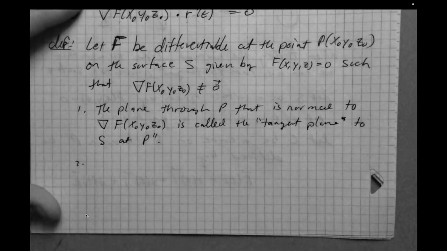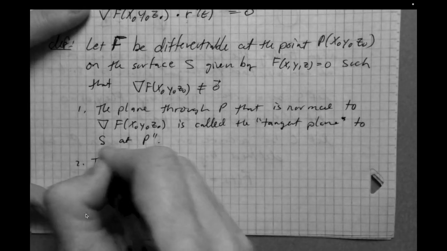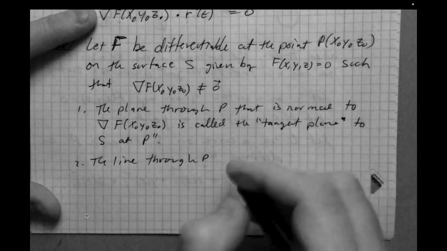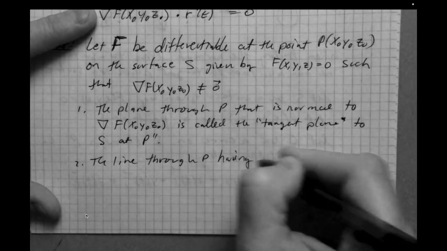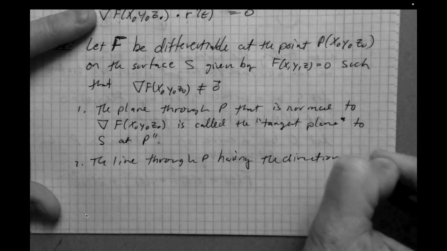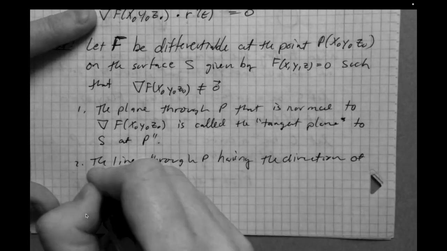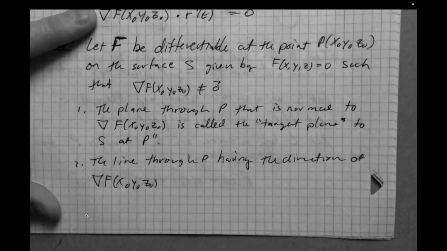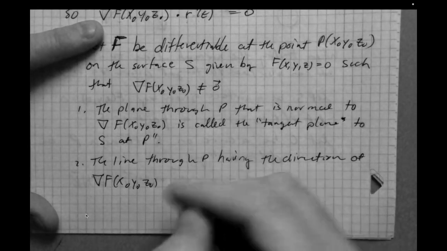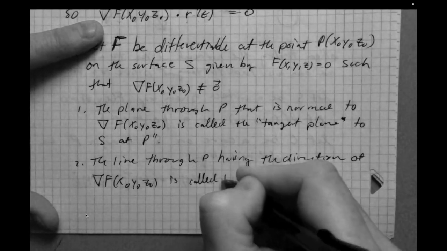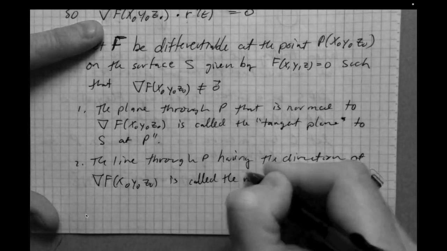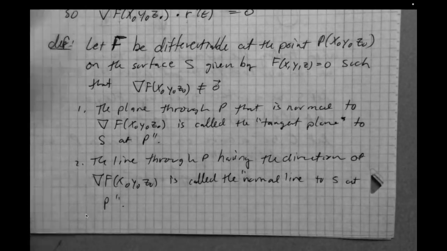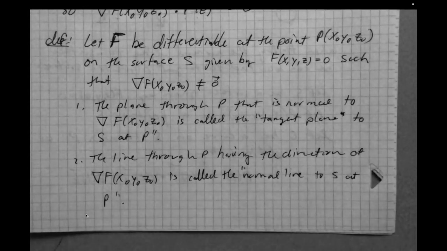And then secondly, the line through P having the direction of, and the direction, of course, is given by the gradient as well, is called the normal line to S at P. Okay. So this is a very extremely wordy definition.